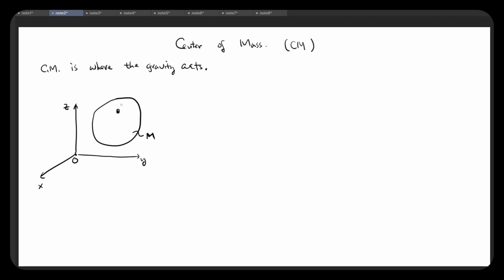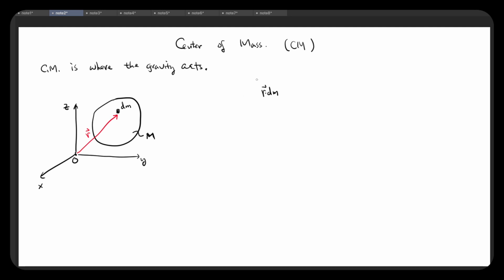That's a small volume, and there's a small mass dm. So there's an infinitesimal mass dm inside this object that we picked out, and this dm has a position vector r. Now its contribution to the center of mass location is the following. This r is going to be weighted by dm, so we're going to multiply r by dm.